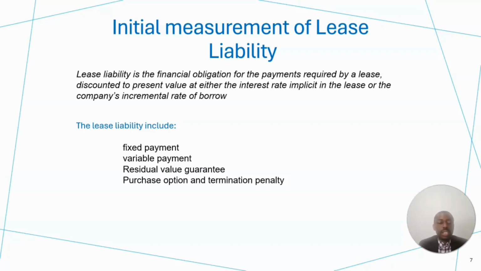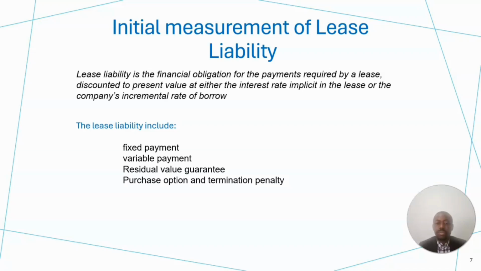But there are some components that need to be taken into consideration in the determination of the initial lease liability. Let's look at those components. Number one, fixed payments. For instance, as I said earlier, 1 million naira every year. That's a fixed payment. But there are times that apart from the fixed payments, there will be variable payments. Say 1 million naira annually is a fixed payment.